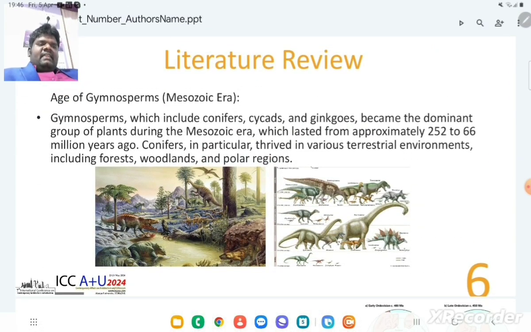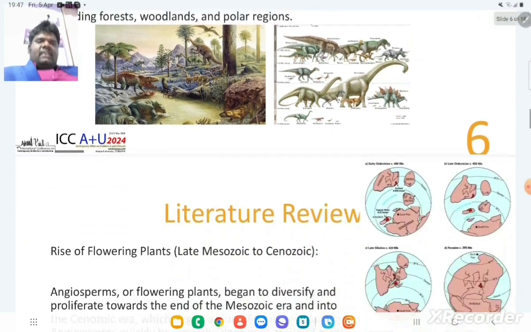Then the next era came the gymnosperms. The gymnosperms included conifers, cycads, and ginkgos, which became the dominant group of plants during the Mesozoic era, which lasted from approximately 252 to 66 million years ago. Conifers, in particular, thrived in various terrestrial environments, including forests, woodlands, and polar regions.